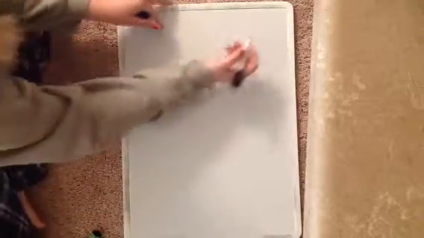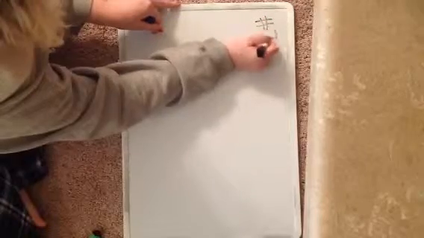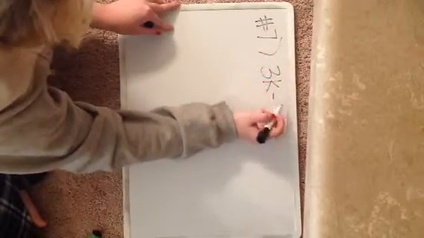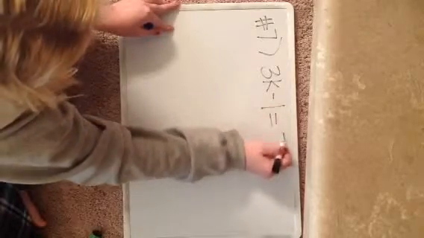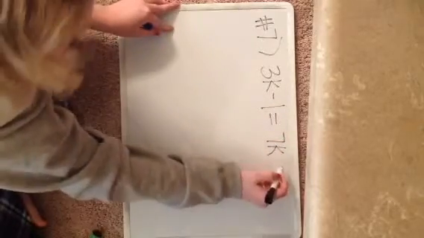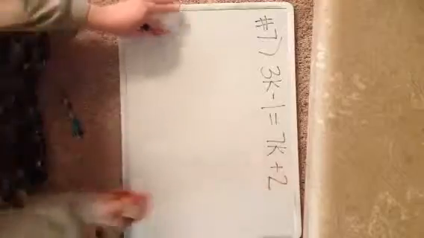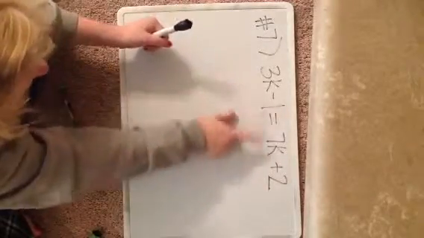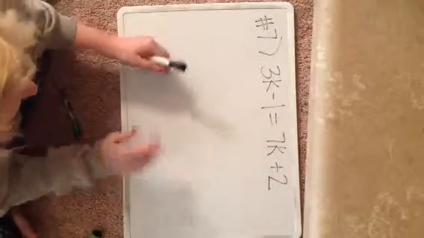So number 7 says 3k minus 1 equals 7k plus 2. So like our I can statement said, we're going to have variables on both sides, so don't panic.